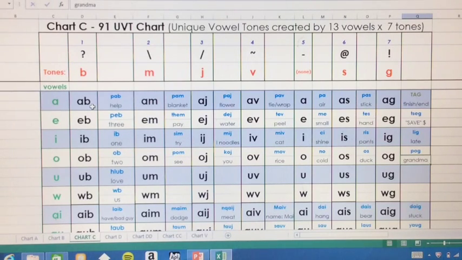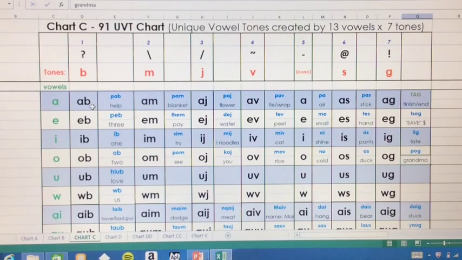Remember, all Hmong words will end in one of these 91 UVTs. So all you have to do is sing or say and practice these UVTs, and you will be reading and writing Hmong like a pro. Okay, I think I convinced you, since you know how important this chart is. I mean, this chart is the fastest, most efficient, and effective way for you to learn to read and write the entire Hmong vocabulary. So let's get started.